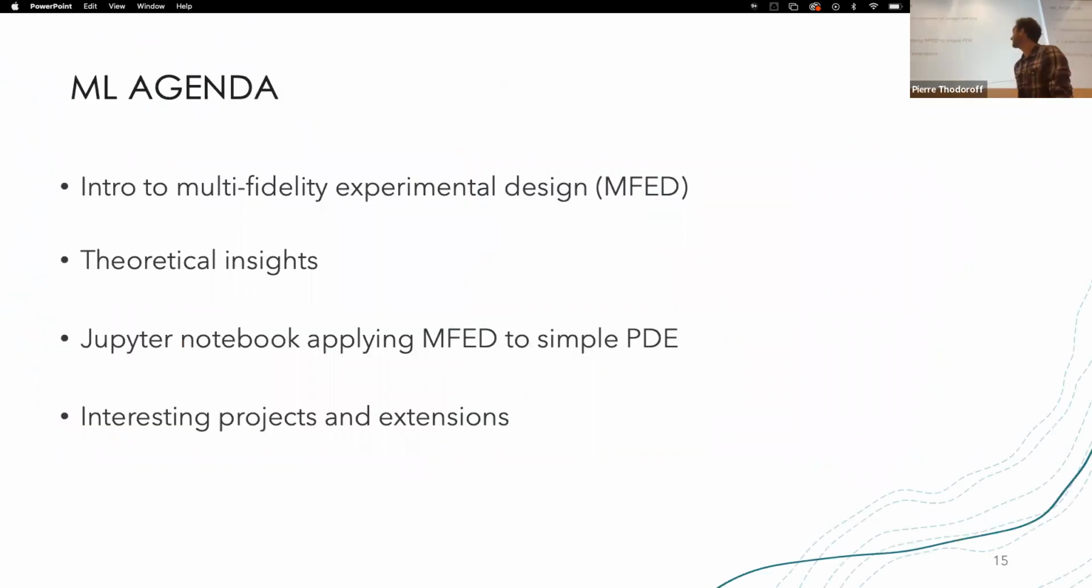Okay, now we're moving more towards the ML part. First I'll talk a bit about multi-fidelity experimental design, which is combining two things you've seen in your lectures. As I mentioned, I'll talk about some theory insights. Then we'll go through a Jupyter notebook on how you can apply this, not to the ice-sheet data because it's very slow and long to run, weeks, but to simple differential equations, because these kinds of ideas work on all differential systems. And then maybe some interesting projects.